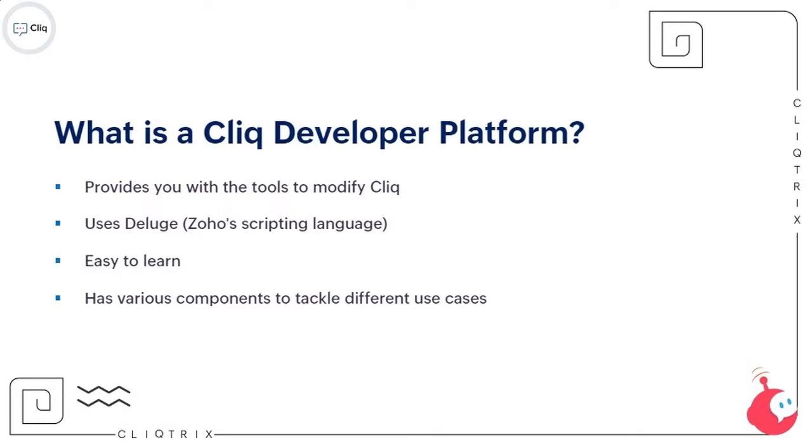Cliq platform also uses Deluge as its coding language. Deluge, or data-enriched language for the universal grid environment, is Zoho's proprietary scripting language. The advantage of using a scripting language over a programming language is that they are easy to learn, less time-consuming, and have more functionality. The platform also has different components with different functionalities, which are used to tackle various use cases.